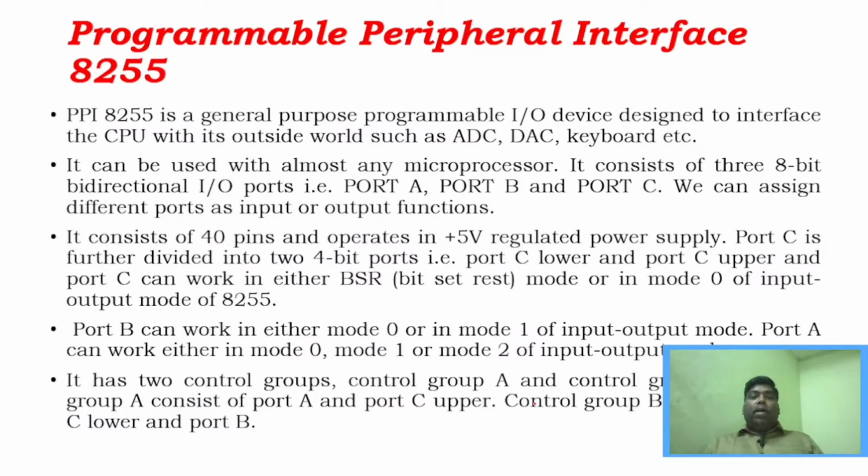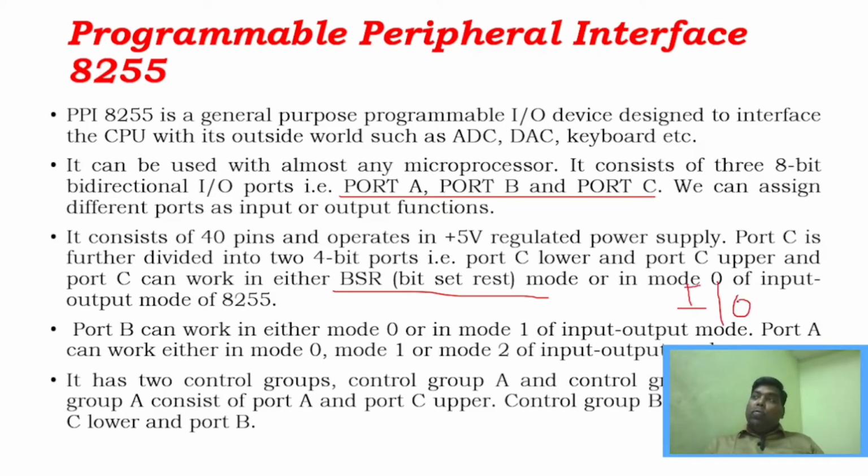Now 8255, as I said, is a programmable peripheral interface, designed to interface many peripheral devices with the processors. We have port A, port B and port C, and it is a 40-pin IC. These three ports can be configured in two different modes: one is BSR mode, bit set reset mode, and another one is IO mode.